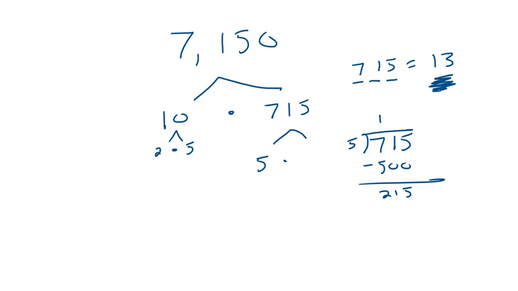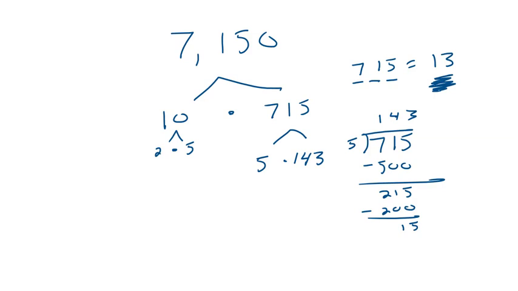Well, it goes into 21 4 times. So I'll write a 4 up here. 5 times 4, 20 with a 0. So 15. 5 into 15, 3 times. So 5 times 143. So now you wonder, is 143 divisible by a prime?